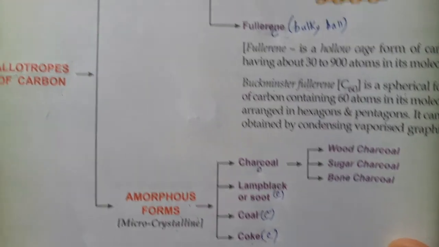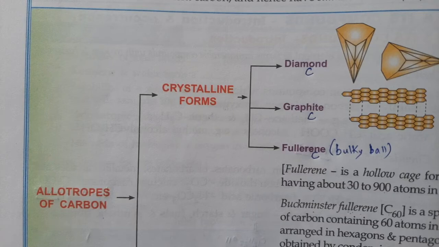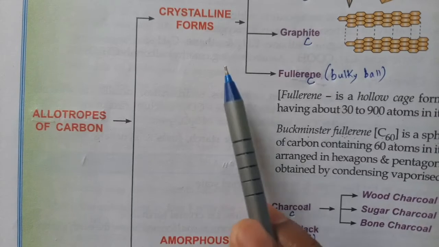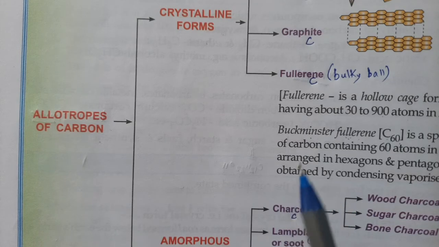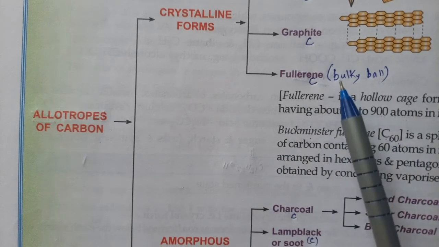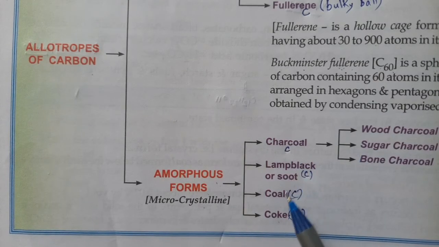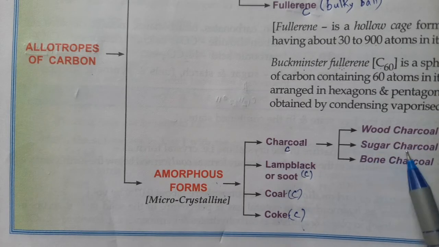Now let's have a recapitulation once again, students. Allotropes of carbon have two forms, crystalline and amorphous. Crystalline forms are diamond, graphite and fullerene. All of their symbol is C, and these are the different crystalline forms of carbon. Do remember one example of fullerene is Buckminster fullerene, which contains 60 carbon atoms. Its shape is like a football, so we call it buckyball. Amorphous forms are charcoal, lamp black, soot, coal and coke. All of these have the symbol C. Lamp black is also known by the name soot, and charcoal is of three types: wood charcoal, sugar charcoal, and bone charcoal.